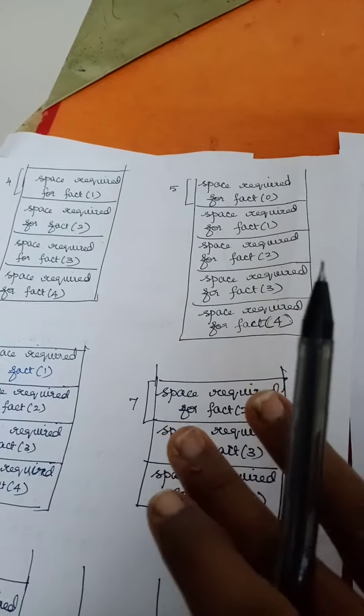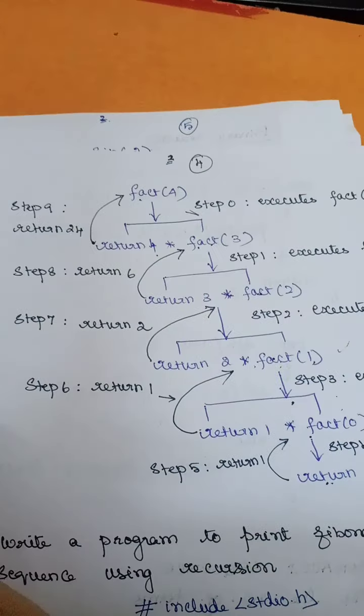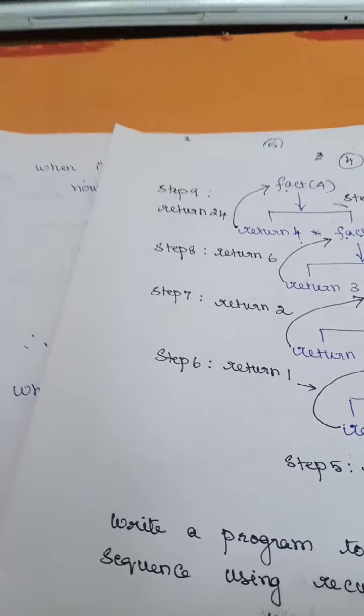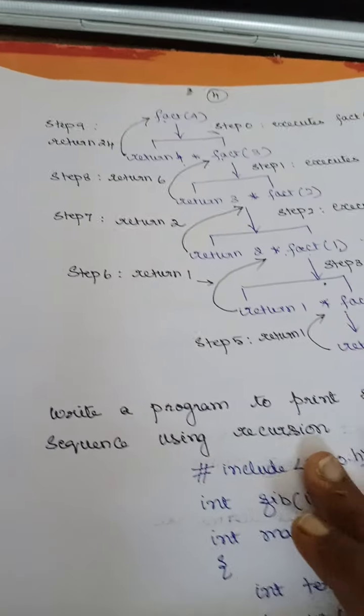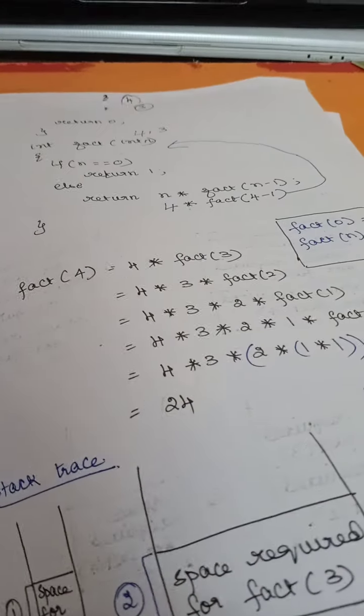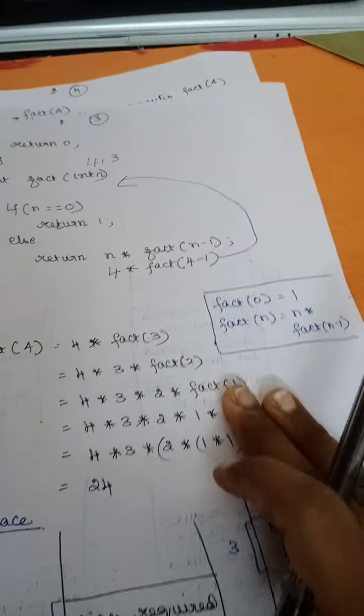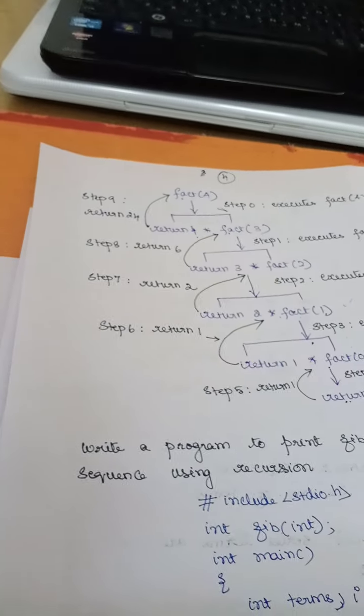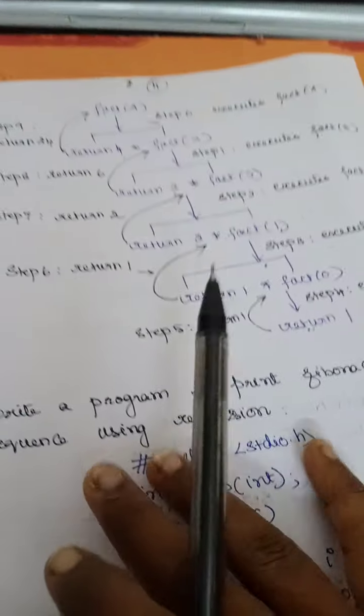What is the space occupied here? So all the record details will be stored in a memory, or you will call it an activation frame. Right? Now if you want, you can see here. Understood? I'll repeat it once again.